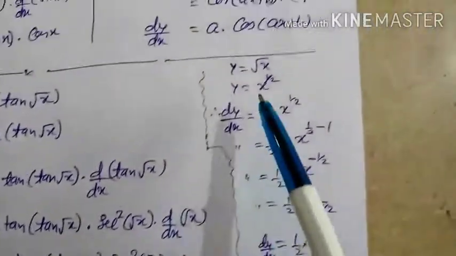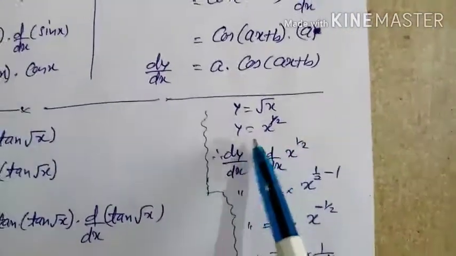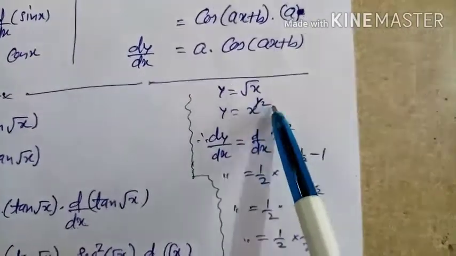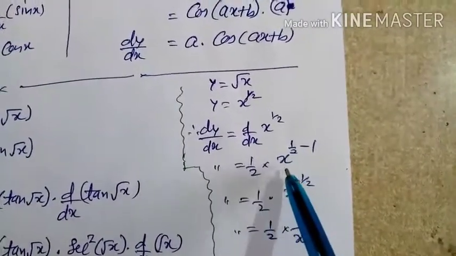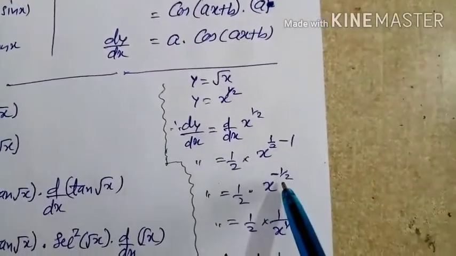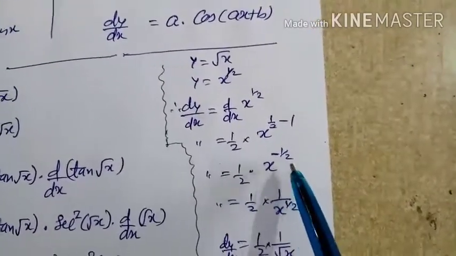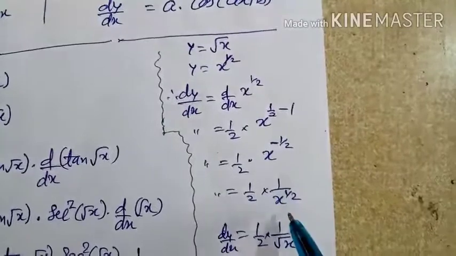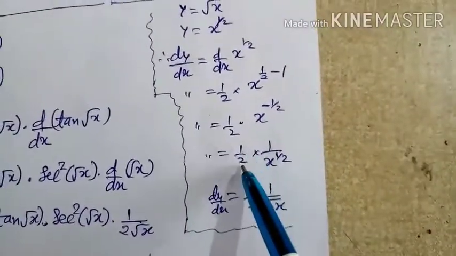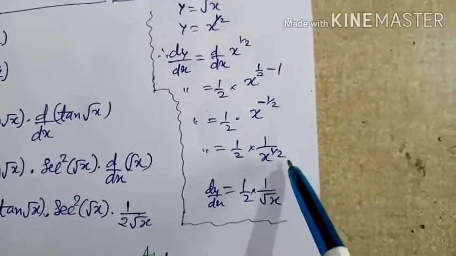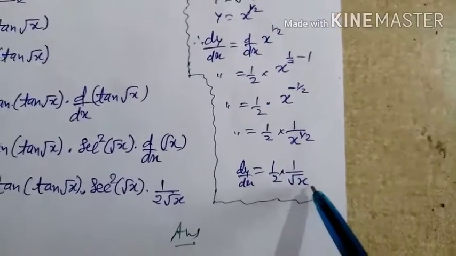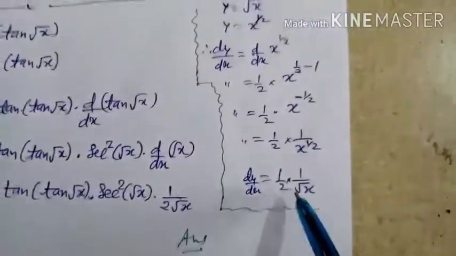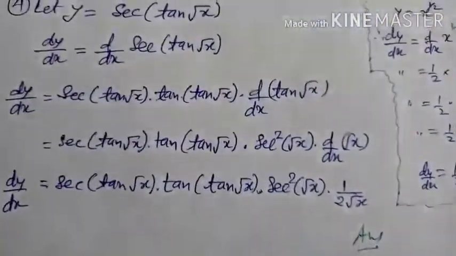Let's see how this is possible. Suppose y = √x, then y = x to the power 1/2, since under root means power 1/2. When we differentiate with respect to x, this 1/2 comes here and the power is 1/2 minus 1, which means minus 1/2. Since the power is negative, when we transfer this x into the denominator, it becomes positive. So 1/2 as it is, and 1 upon x to the power half, and in place of this we will write under root x. So it is 1/(2√x). Remember this: d/dx of √x is 1/(2√x). This is our answer.